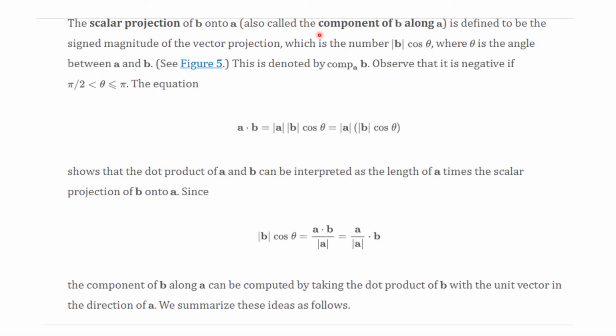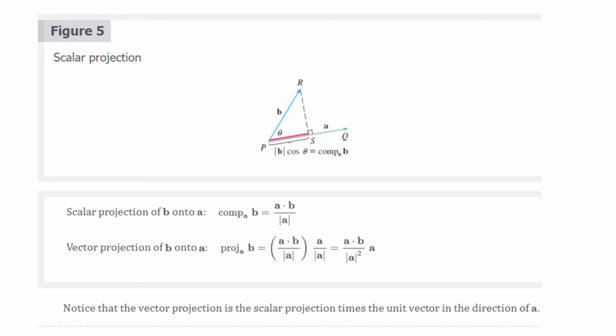Now, the scalar projection of B onto A, also called the component of B along A, is defined to be the signed magnitude of the vector projection, which is a number. We're using this formula again and again: norm of B times cosine of theta, where theta is the angle between A and B. We get this expression, and that is going to be the scalar projection. And we'll summarize that with the following picture, and you can see if we took norms everywhere, this would be easy to get.